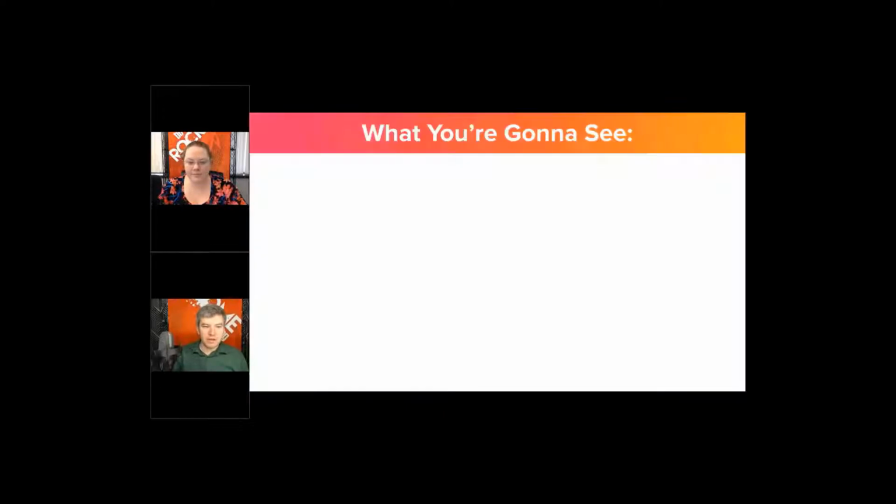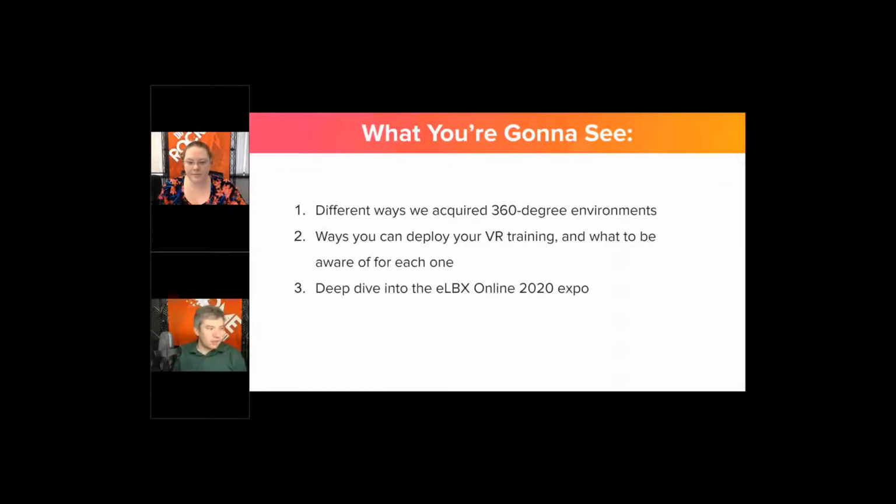All right, so what we're going to see today are the different ways that we acquired the 360-degree environments. There were two different ways that we did this for ELBX. You're going to see how you can deploy your VR training and what you'll need to be aware of for each one: on a desktop, on a Google Cardboard, or on a VR headset. So we'll talk about the pros and cons and the cost of each of those and what you need to consider when you're developing those. And Alan's going to have some great comments on that.